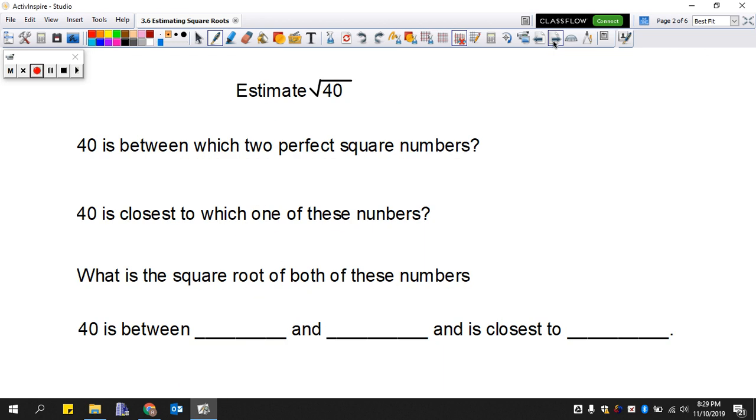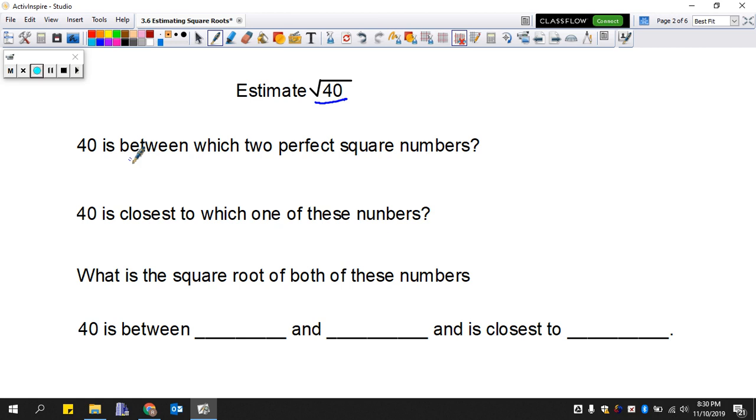All right, so if we're estimating square roots, the easiest way of doing that is simply plugging it into the calculator. But sometimes we're going to want to estimate square roots in our heads, or just get a rough idea of which two numbers it falls between, where you could say, well, the square root of 40 is between this number and this number. Okay, so let's estimate the square root of 40.